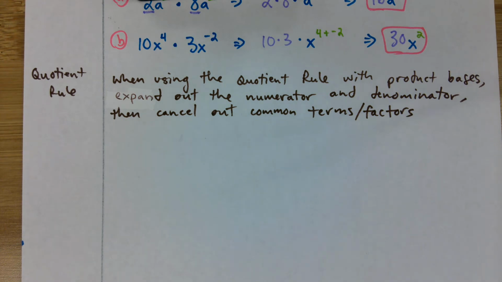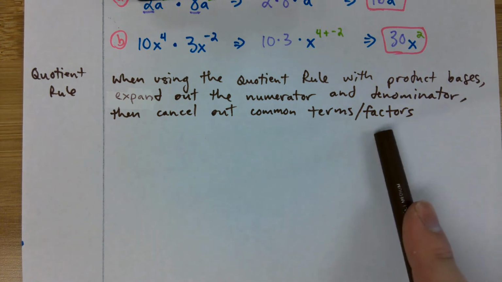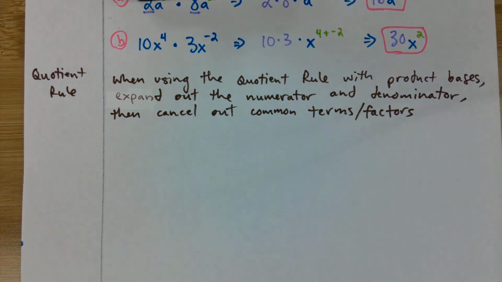So when we're using the quotient rule with product bases, we're going to do things a little bit differently. Like I mentioned in the warm-up, we're going to expand out our numerator and denominator completely because it's going to be a lot easier than doing it the other way. Then, just like we know how to do, we're going to cancel out common terms or factors. Either term is fine. I'm going to say them both because I go back and forth. But you're going to cancel out any common factors that you have on the top and the bottom, and whatever you're left with is your answer.